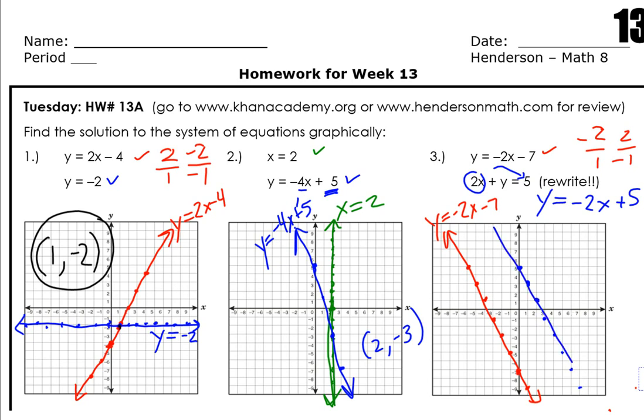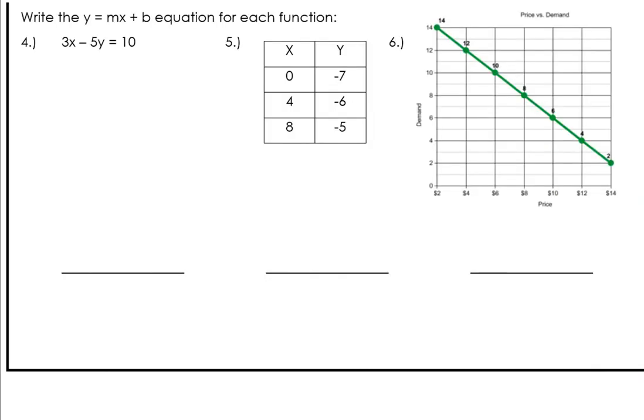Now you'll notice in the equation that the slopes are the same. And that is why these lines are parallel. And parallel lines have no points in common, so therefore they have no solutions. Let's take a look at the next 3 questions.